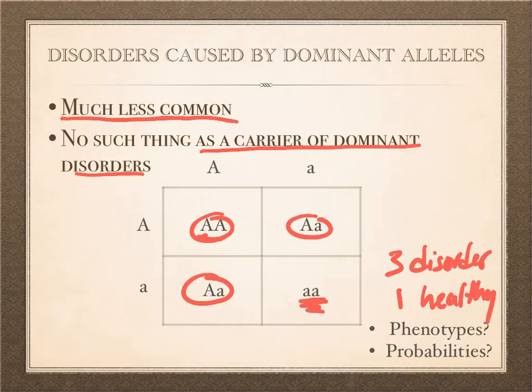By the same line of thinking, the probability of being healthy would be 25%, and the probability of being born with the disease would be 75%.